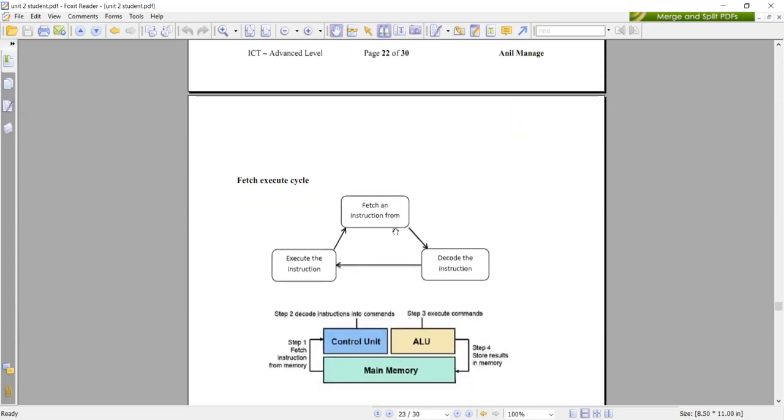Fetch execute cycle. Now, when your processor is working, how the processor takes each instruction and executes it is described by the fetch execute cycle: fetch, decode, execute. So what is happening at the beginning? The CPU fetches one instruction from the memory. Then it will be decoded. I told you the computer can understand only ones and zeros.